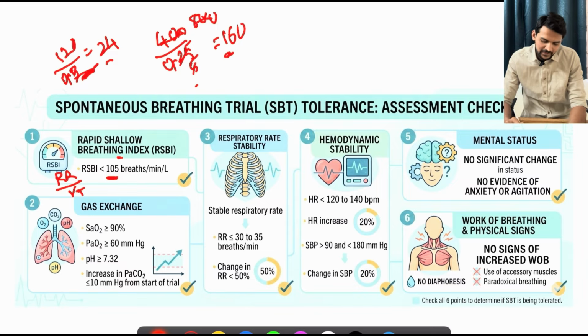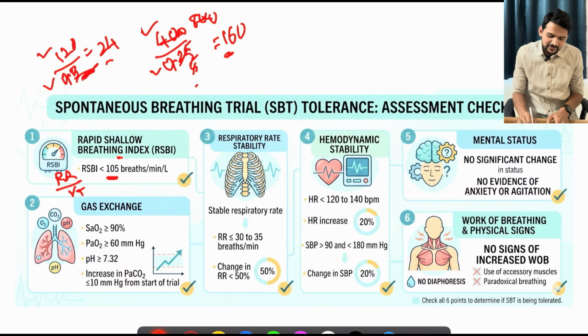This is the assessment. As you can see, here we have mentioned the normal numericals. This individual is almost normalized, whereas a respiratory rate of about 40 with lower minute ventilation or tidal volume will obviously indicate this individual has not yet improved well. So this is about the rapid shallow breathing index.